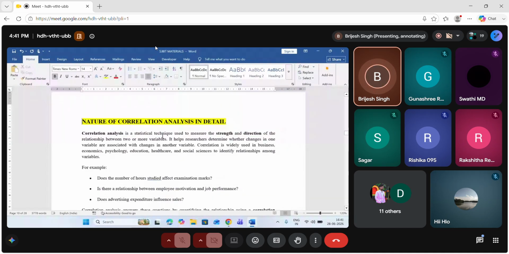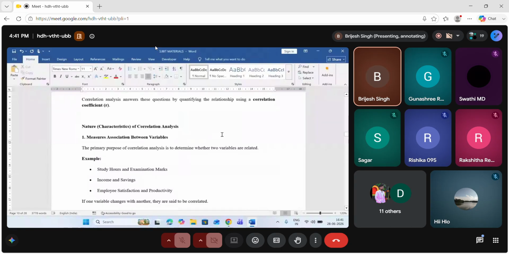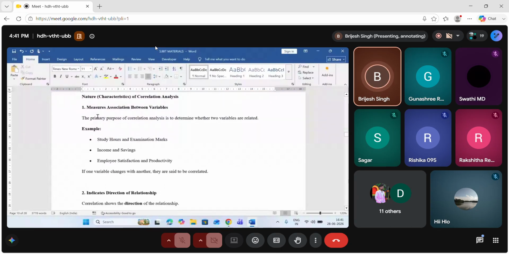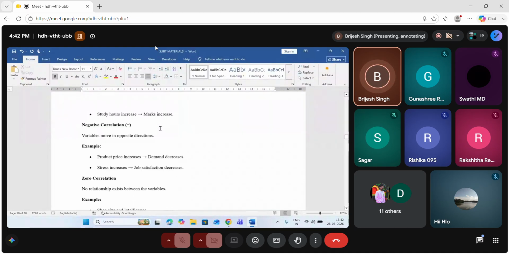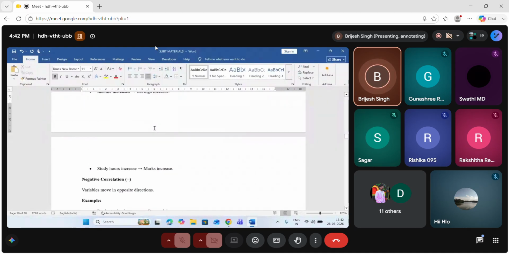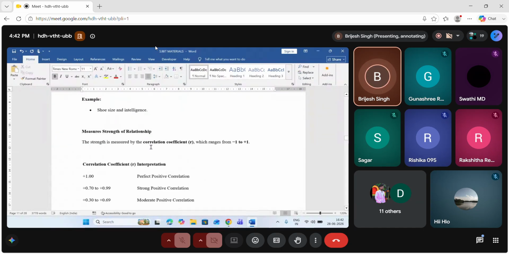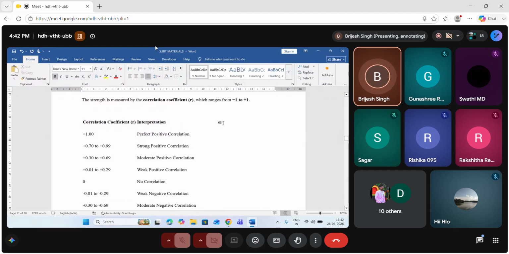Next question may be nature of correlation analysis in detail. So nature of correlation means it goes with the different range actually. One is based upon the measurement of association, right? Next is indicates direct relationship. So there we have negative, positive, zero correlation and all. Then measurement is strength of the relationship. So strength of the relationship means it will start with -1 to +1.